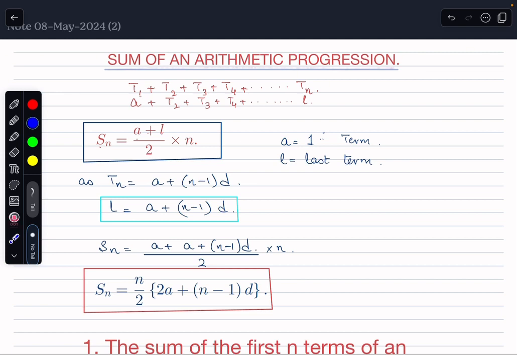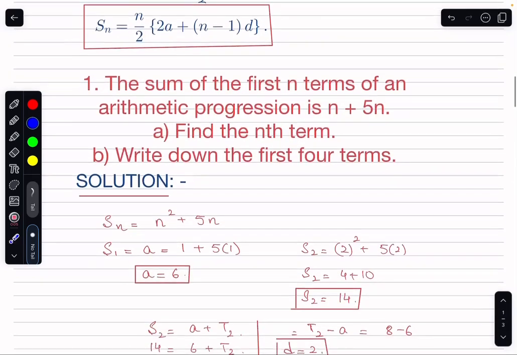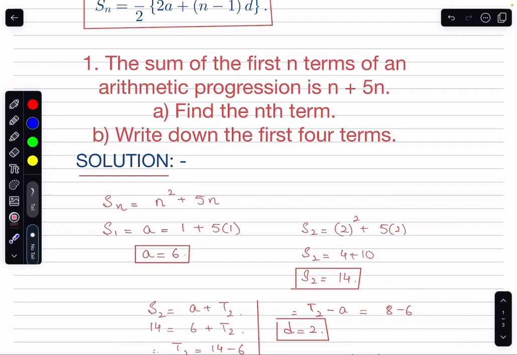Let's do some questions on the sum of an arithmetic progression. Question number 1. The sum of the first n terms of an arithmetic progression is n squared plus 5n. Part A, find the nth term. And part B, write down the first 4 terms.